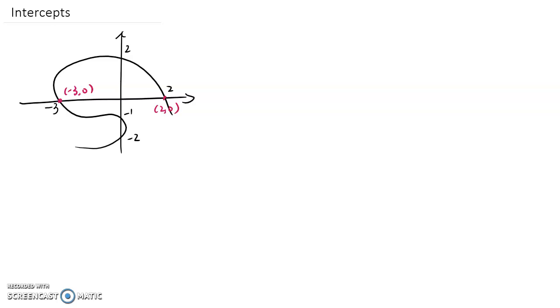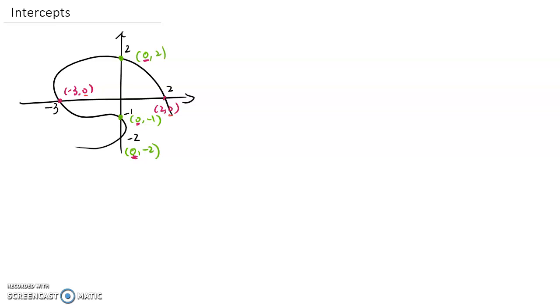And we have three Y-intercepts, which are (0, 2), (0, -1), and (0, -2). I don't know if you have noticed this, but for every Y-intercept, you can see their X value is equal to 0. And for every X-intercept, the Y value is equal to 0.